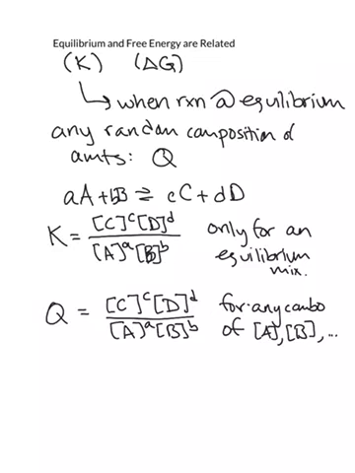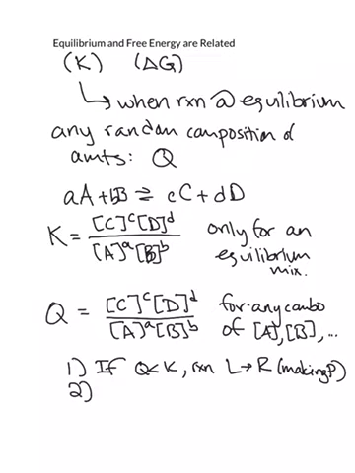And K and Q are related in three ways. The first one is if you know K and Q and you find out that Q is less than K, that means that the reaction is proceeding left to right. What am I doing? I'm losing reactants and gaining products, so I'm making products. In another possibility, if Q is greater than K, what do you think? It's doing the other thing. Reaction is going right to left. What am I doing? I'm making reactants and losing products.